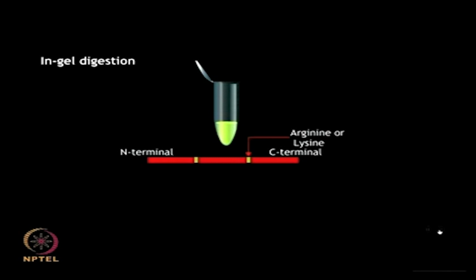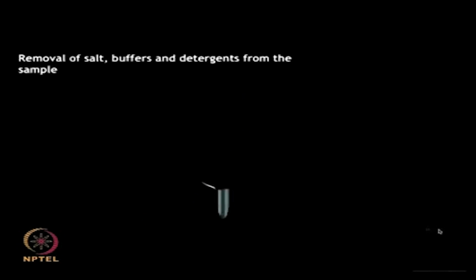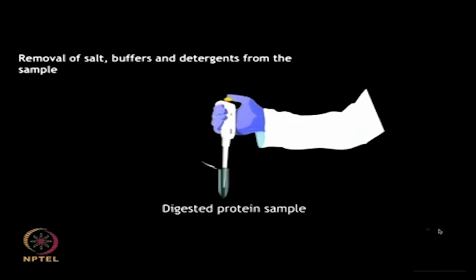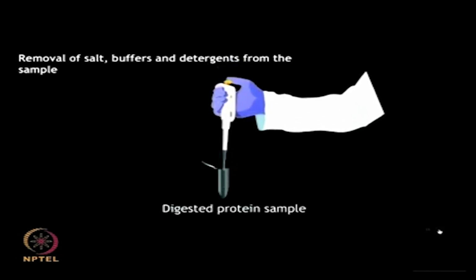Trypsin cleaves the protein at the C terminal of the arginine and lysine residues, but that is not always universal. If you have a proline present immediately after, then it will hinder that. But overall, the protein is digested into smaller fragments of manageable size.